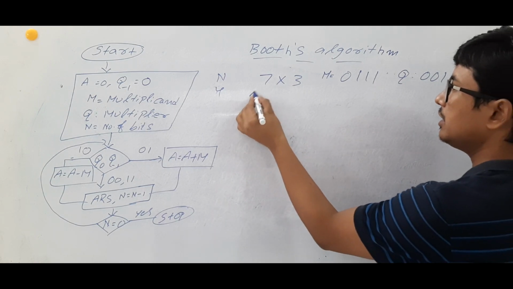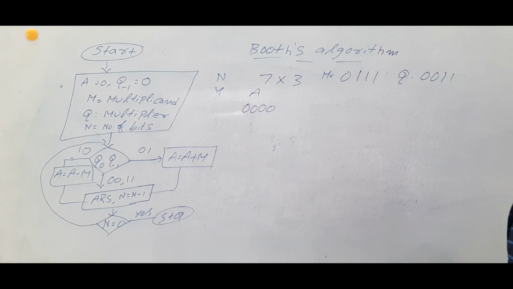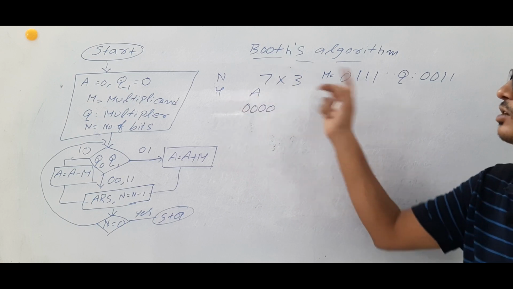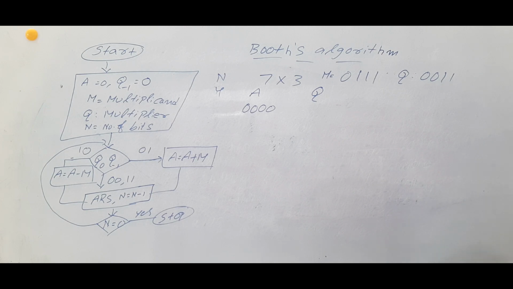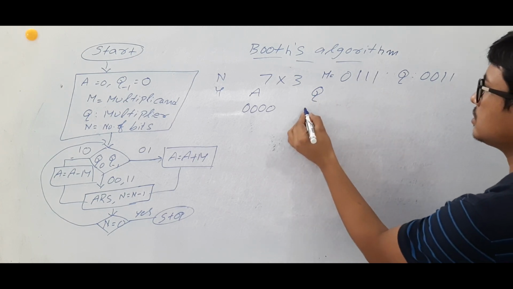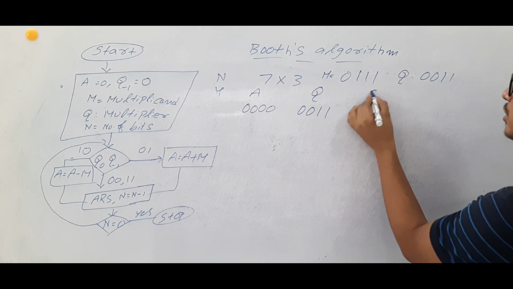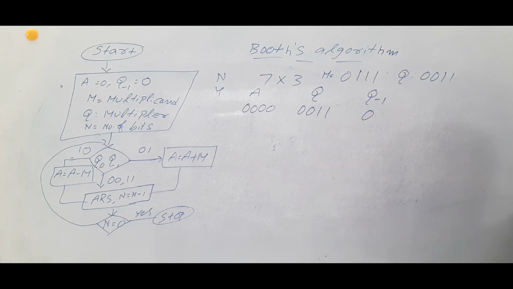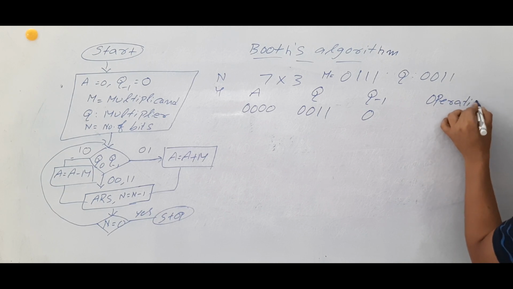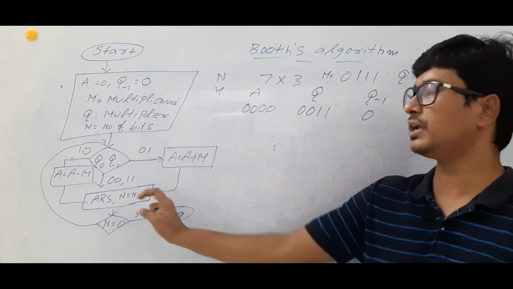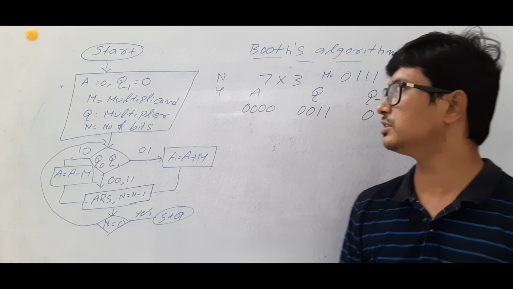Now let's take that initially the A value is 0. I will represent A using 4 bits because all the numbers will be in the form of 4 bits. Now the Q value is 0011, and your q minus 1 is initialized to 0. Then you will take the operation. What is the operation you want to perform? Whether you want to perform A is equal to A plus M then arithmetic right shift, or A is equal to A minus M then arithmetic right shift, or directly perform an arithmetic right shift, we will discuss.